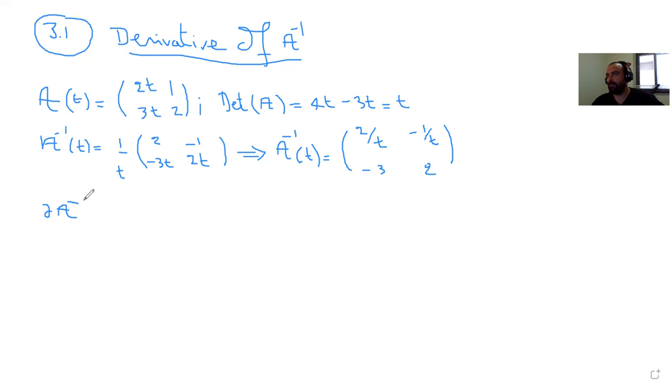So once I'm asked about the derivative with respect to the time, I'm going to have the following. I'm going to have an easy matrix. It's going to be minus 2 over t squared, which is the derivative of 2 over t. For the derivative of minus 1 over t, it's going to be 1 over t squared. In the second row, I only have zeros because we have constants in A inverse. Okay, so that was the target to reach.